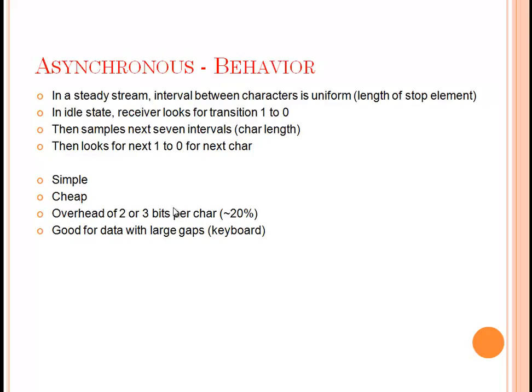In the idle state, the receiver looks for a transition from 1 to 0. If there is a transmission, it then samples the next 7 intervals, the character length, right? Then it looks again for the next 1 to 0, and the next character, and so on. It's simple because the serial transmission is there. It's very cheap, right? An overhead of 2 or 3 bits per character is needed. That means 2 bits means 1 start bit and 1 stop bit, or 2 stop bits, plus 1 parity bit, right? It's good for data with large gaps, like on a keyboard where we have spaces.